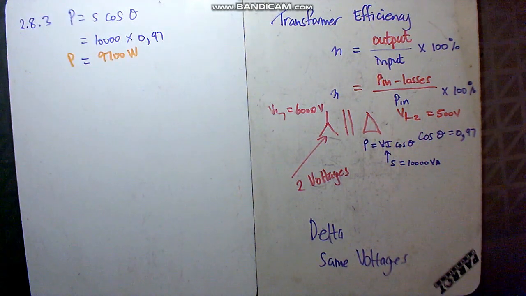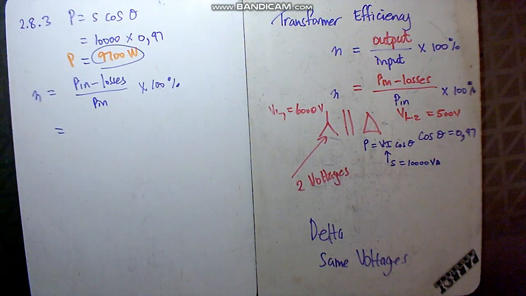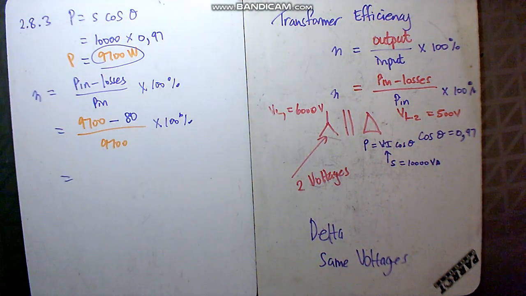Next we're going to calculate the transformer efficiency. That's the formula on the right we're going to use. It is very important here to use the true power. So power in will be 9,700. Our losses in the question are given as 81. Plug into the calculator, final answer 99.17%. And that's how we get the efficiency.